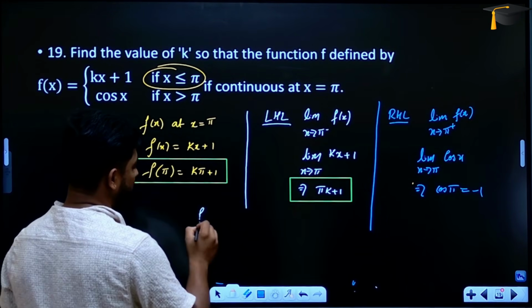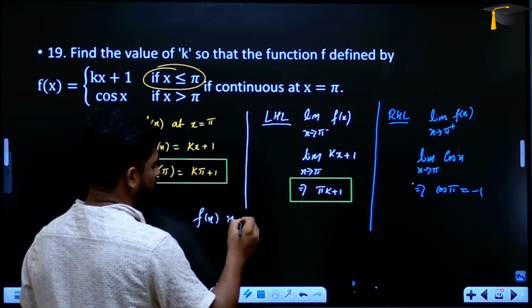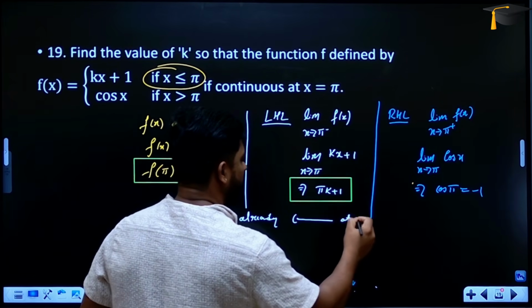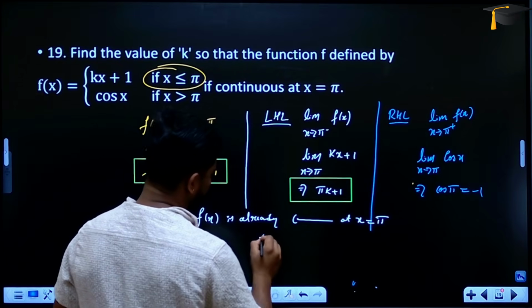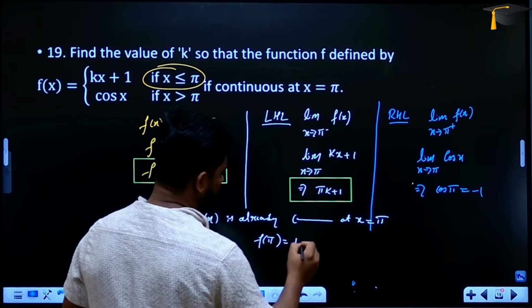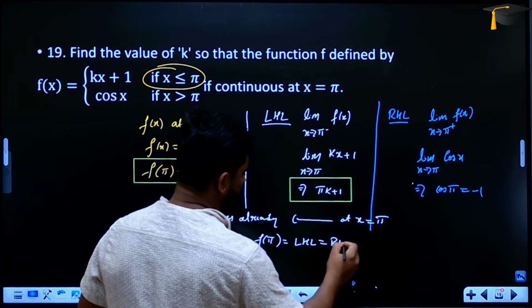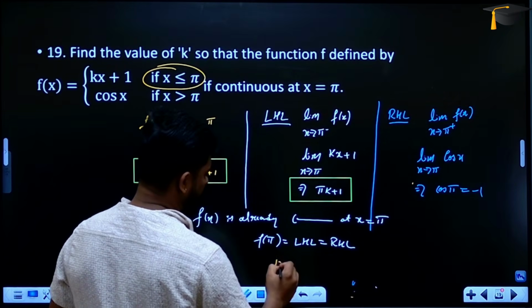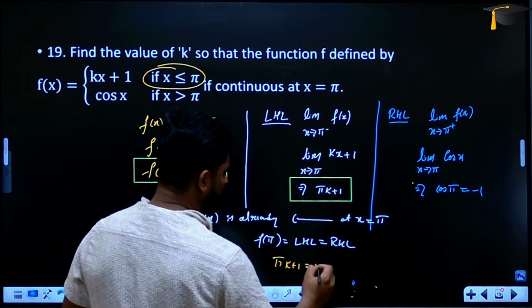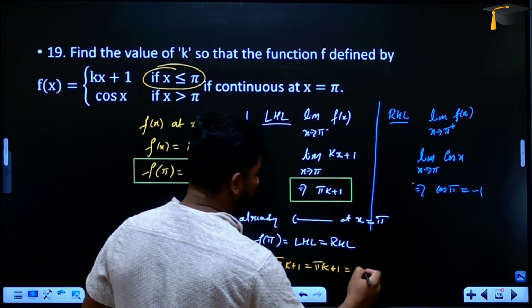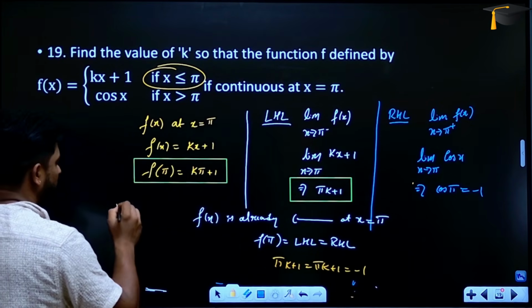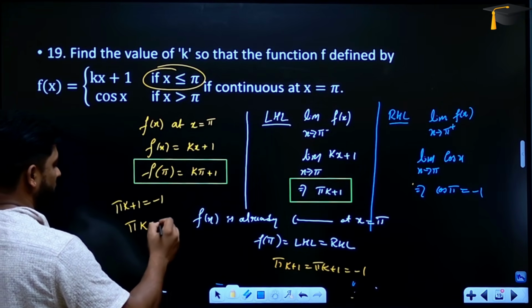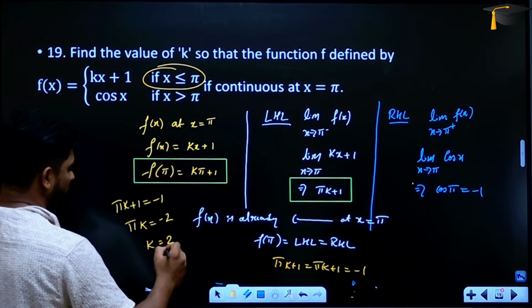Now since f of x is already continuous at x is equal to pi, that means f of pi is equal to LHL is equal to RHL, right? So if we equate all of this, we end up getting pi k plus 1 is equal to minus 1. So pi k is equal to minus 2. So k is equal to minus 2 by pi.